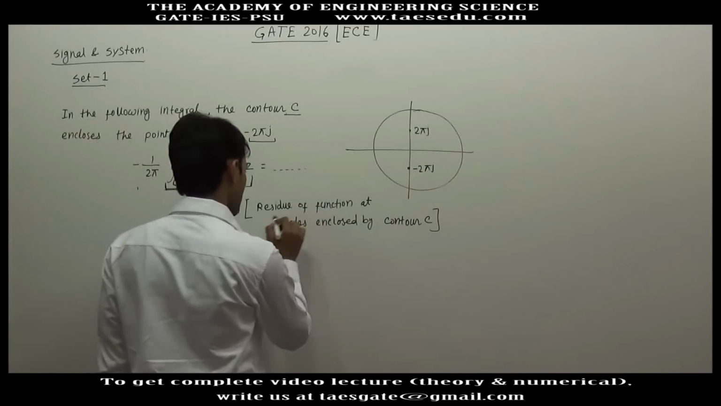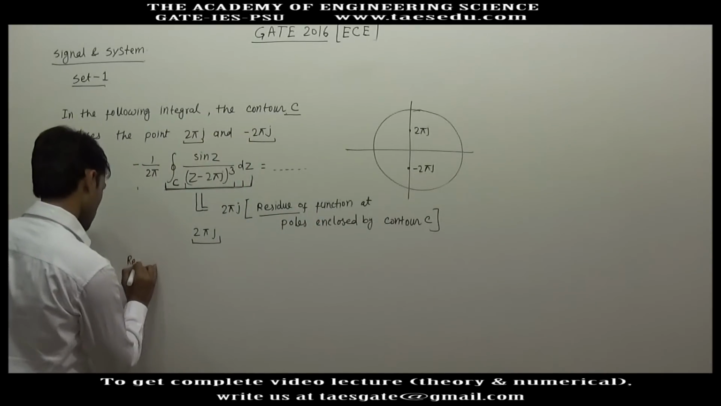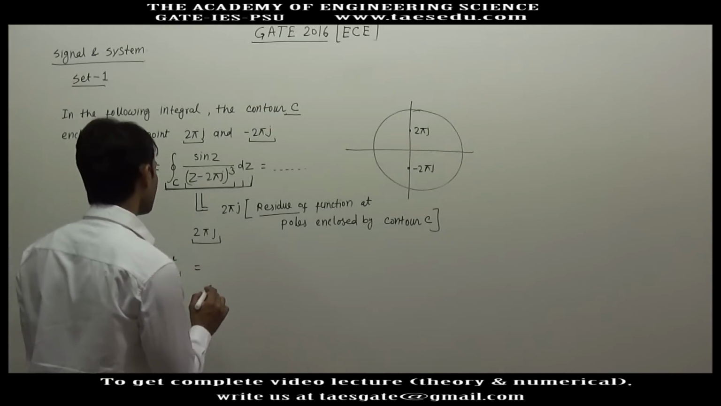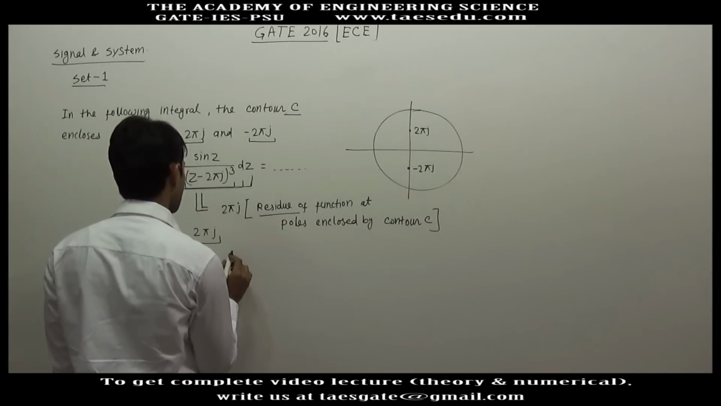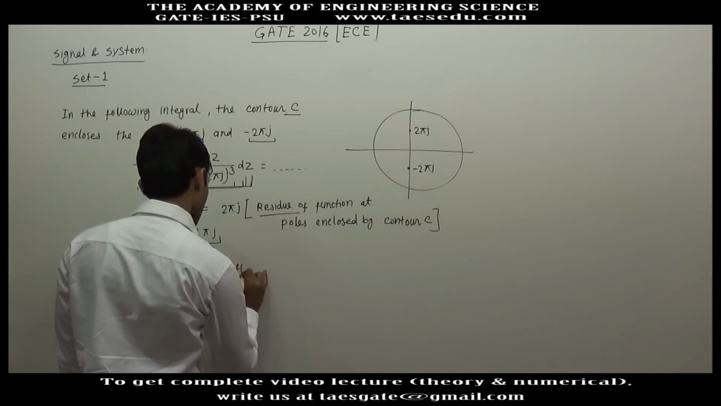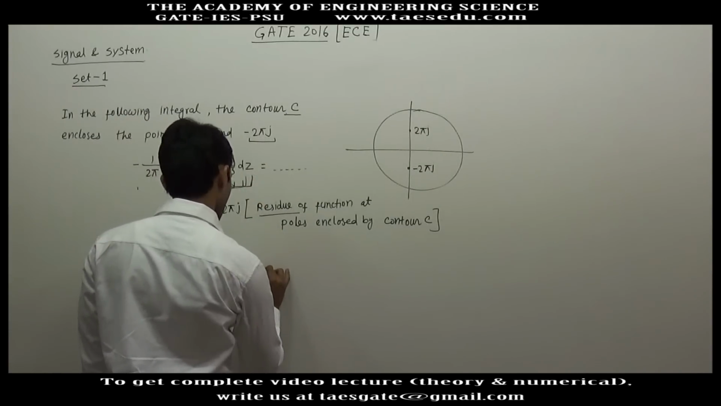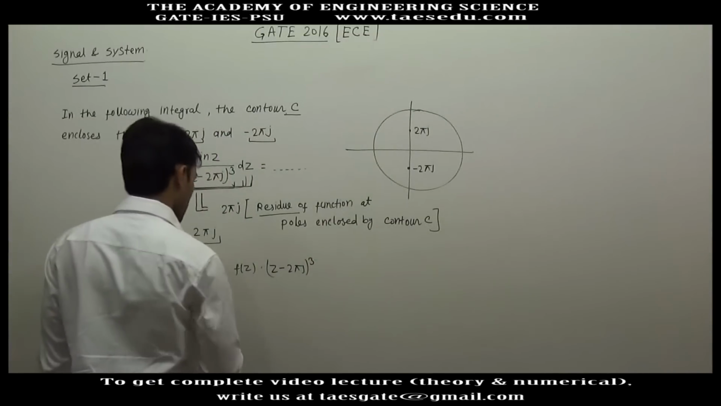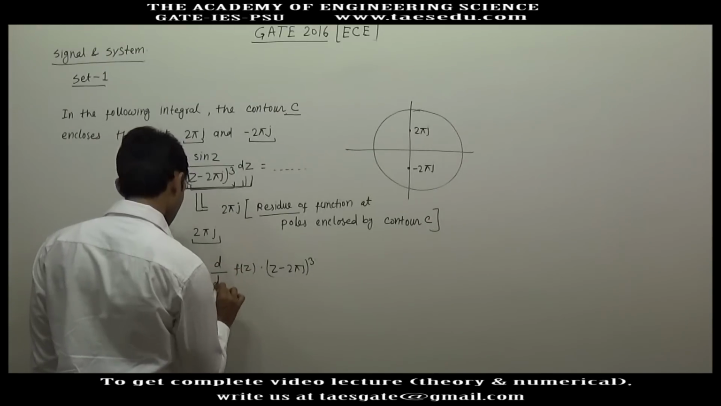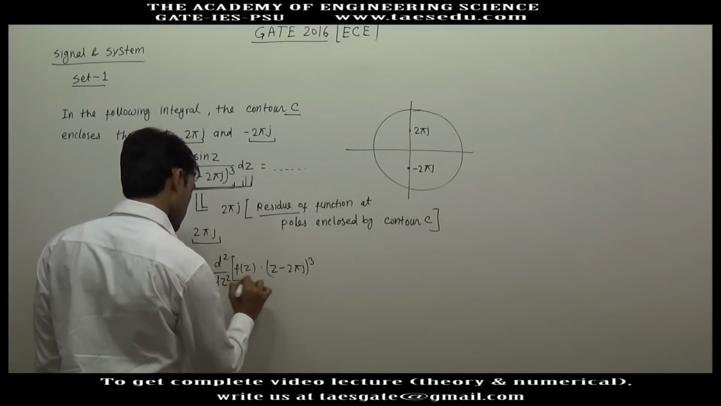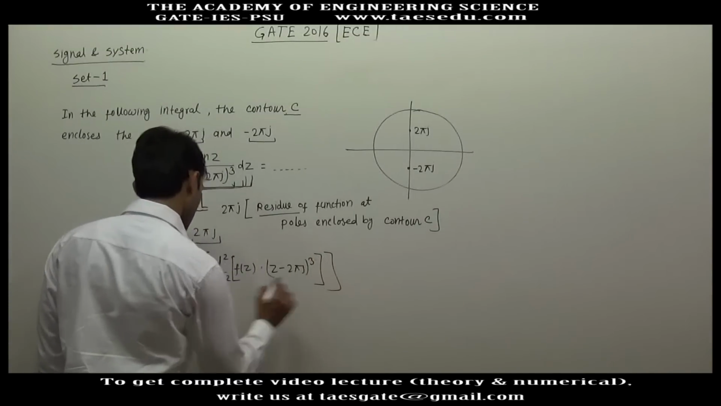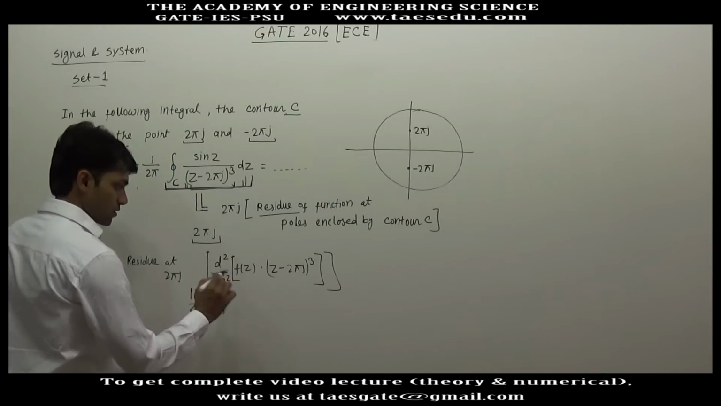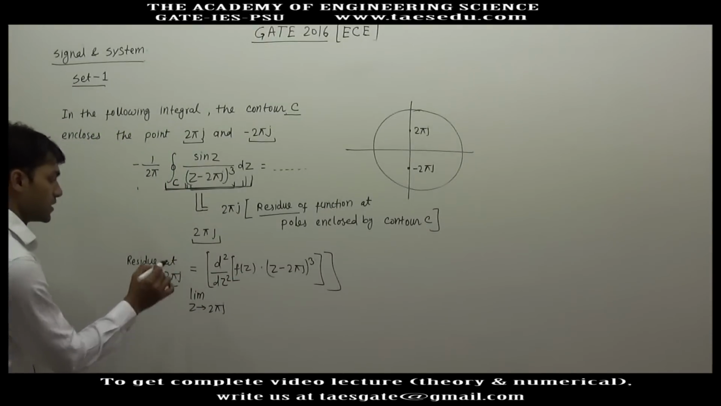Okay, and the formula to calculate residue at 2 pi j will be equal to, let's say this is f(z), it has a triple pole, so we will multiply (z minus 2 pi j) to the power 3, and it will be differentiated twice with respect to z, d2 by dz square of this, and then we will apply the limit z tends to 2 pi j. This is the formula to calculate residue at any pole P.